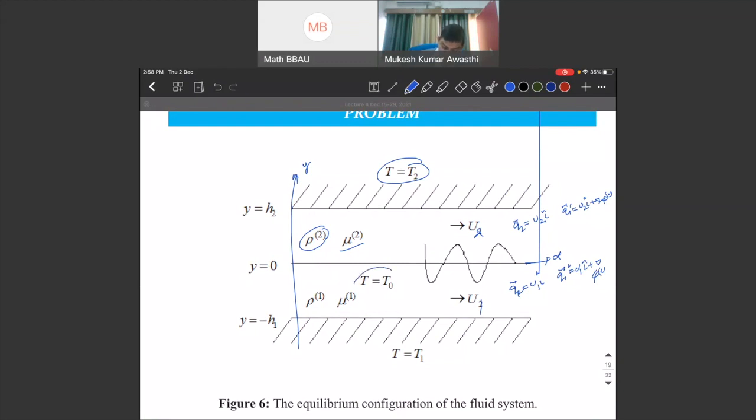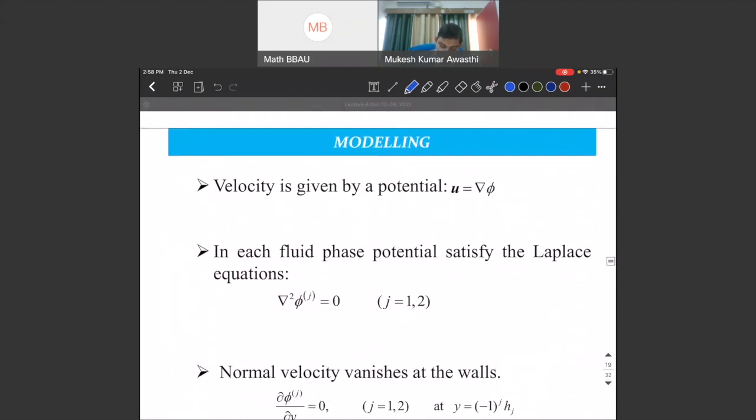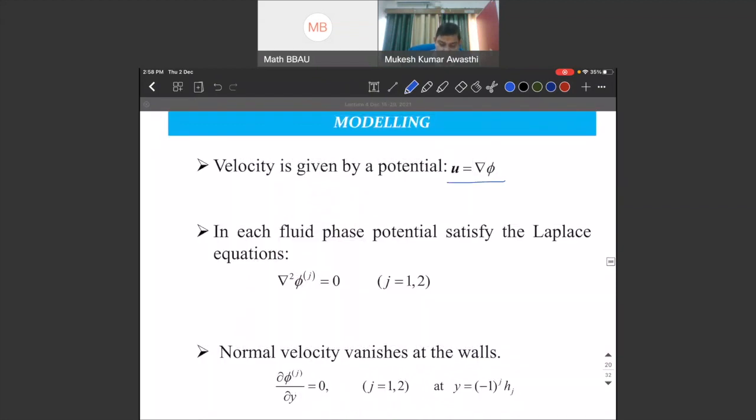And at the interface, T is equal to T naught, which will be the temperature in the reference state. Again, we are using the viscous potential flow theory, so the perturbed velocity will be irrotational, and we'll solve using the boundary conditions. The velocity potential is given by some potential function phi, and the fluids are incompressible, so they will satisfy the Laplace equation.